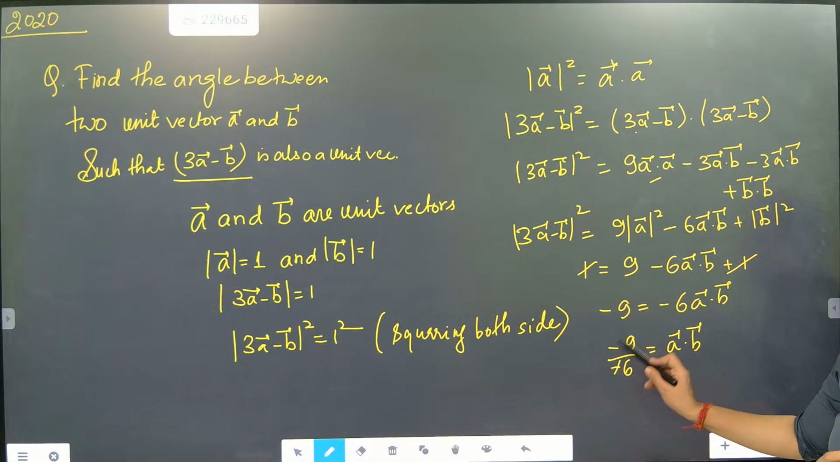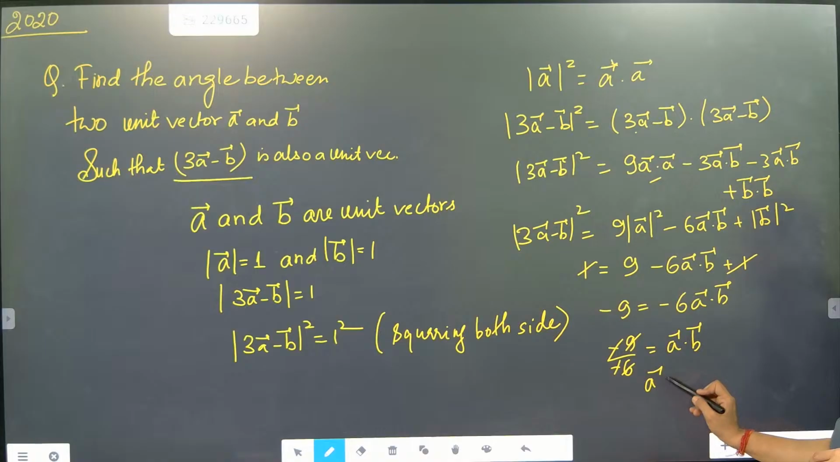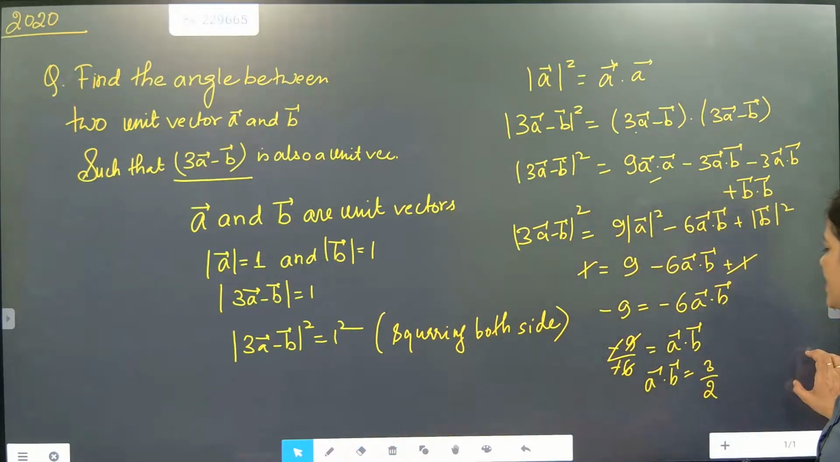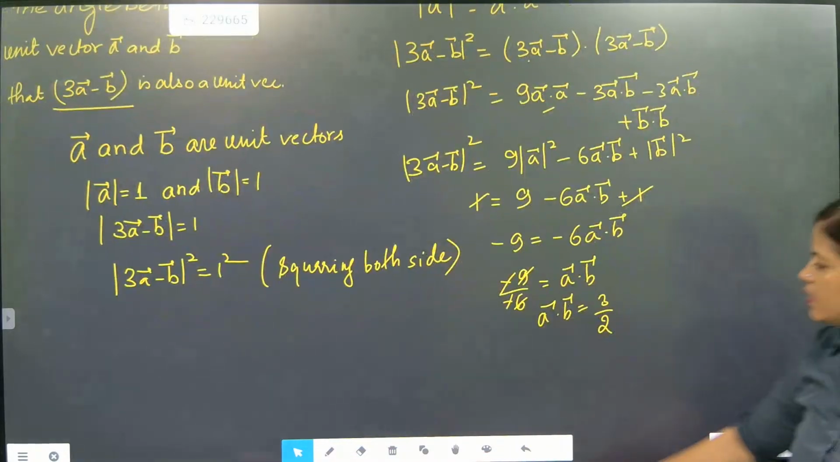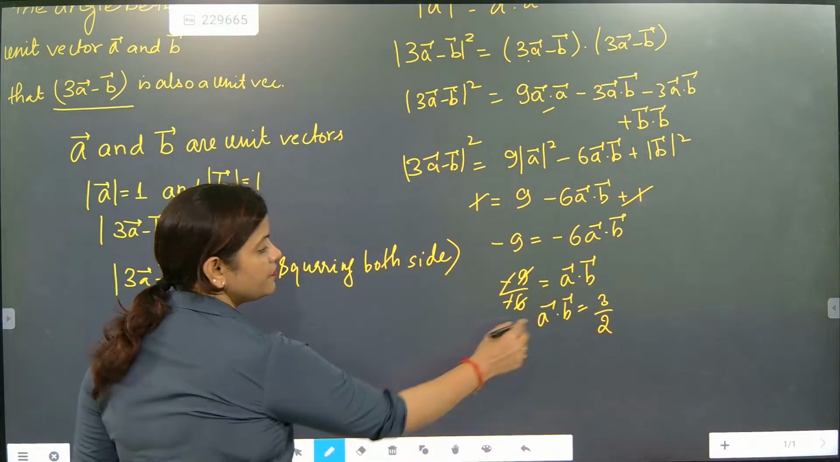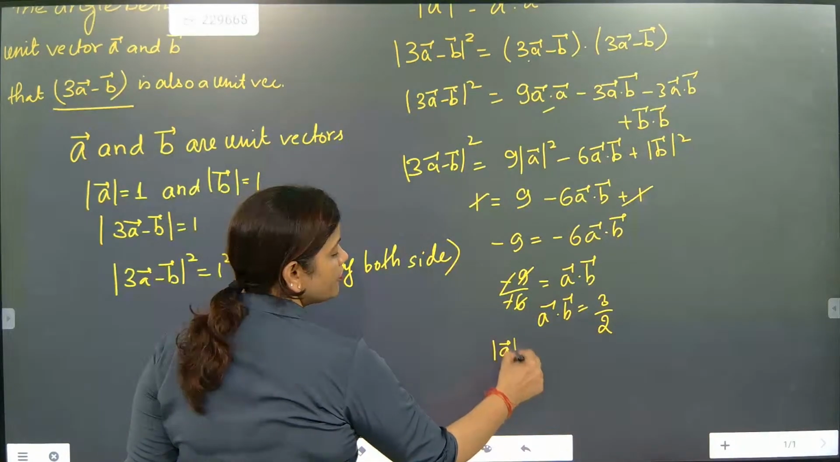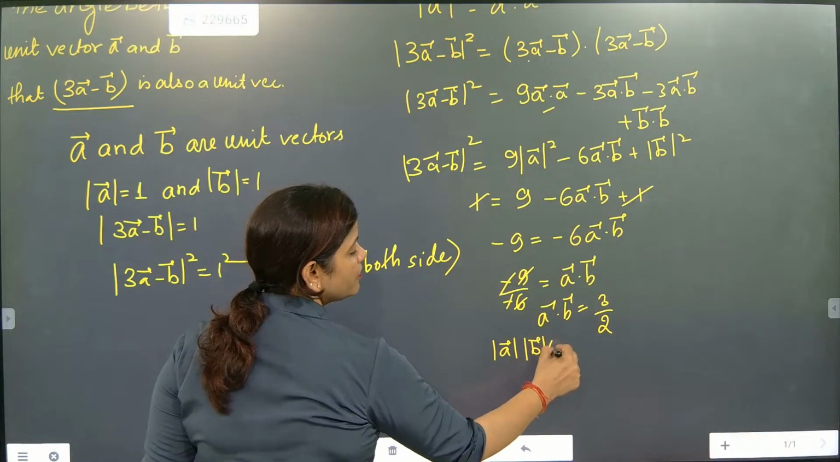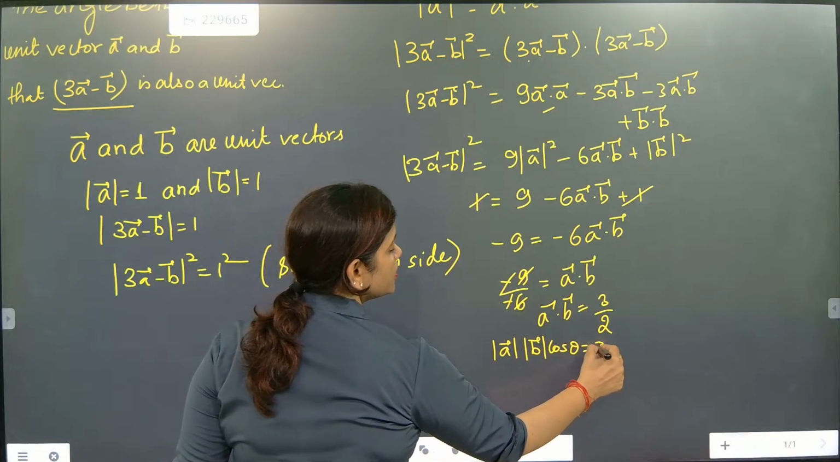So this minus minus cancel. It is coming as a vector dot b vector is equal to 3 by 2, correct? So once we get 3 by 2, now we can find the angle between them. What is the formula for finding the angle between them? Magnitude of A vector, magnitude of B vector, cos theta is equal to 3 by 2.